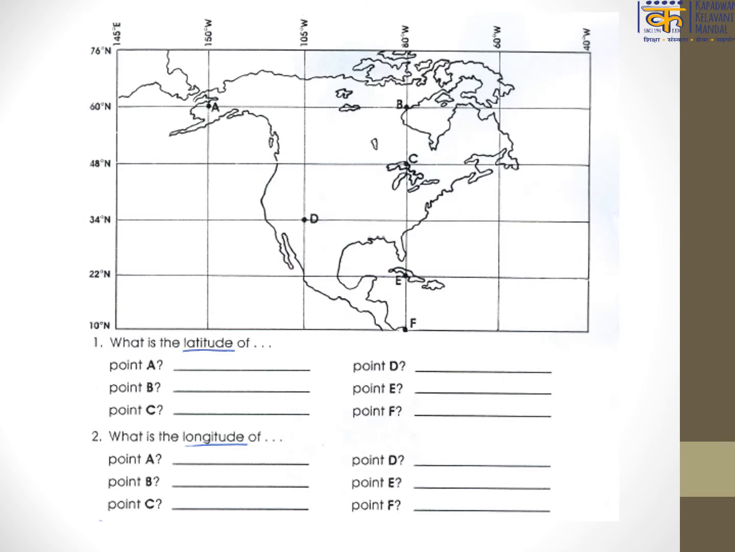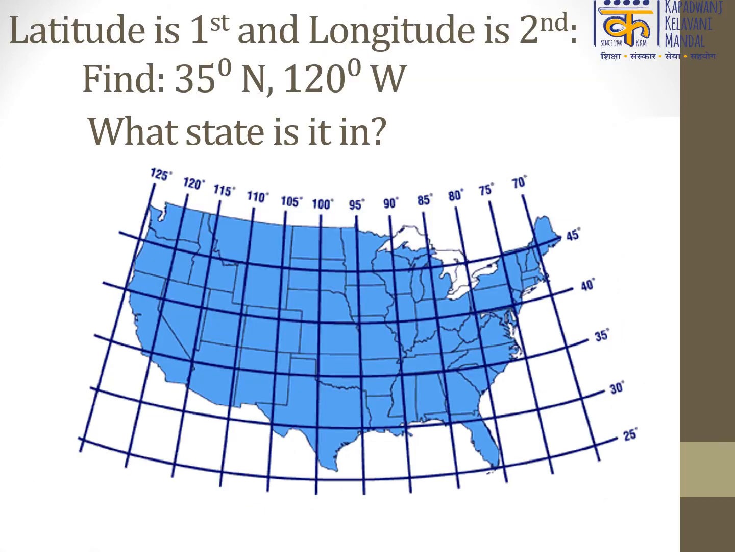Observe the given picture carefully and find out what is the latitude at different points and what is the longitude at different points. Latitude is first and longitude is second in the picture. Find 35 degree north and 120 degree west. What state is it in?